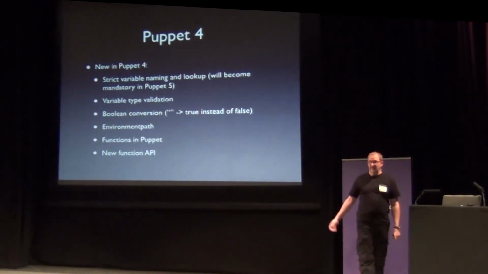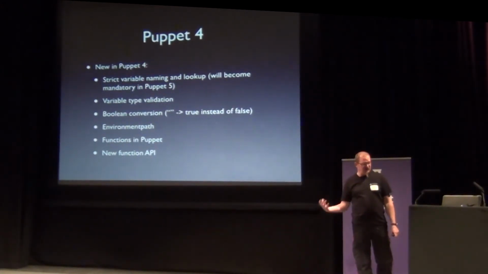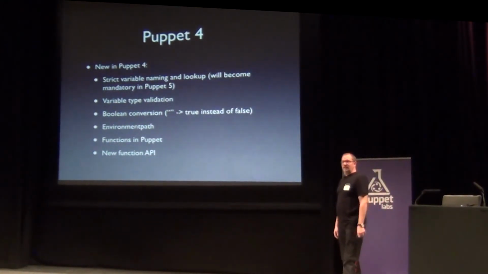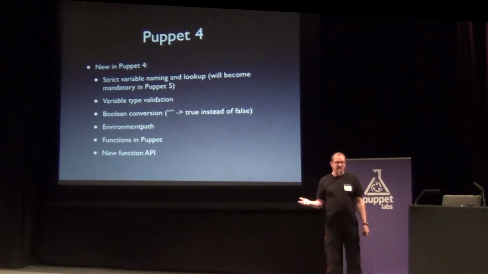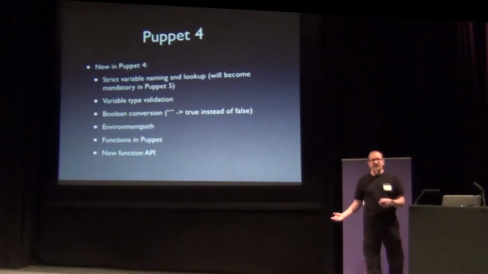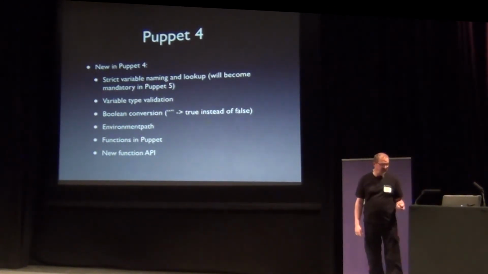The next thing is the environment path. It's already activated in Puppet 3 versions. You have the possibility of writing functions in Puppet itself, not in Ruby, but in Puppet itself. It means you have, for example, more functions which you can use inside your Puppet manifest. You can loop over arrays in Puppet 4. And it will provide a new function API, but the old one is still working.